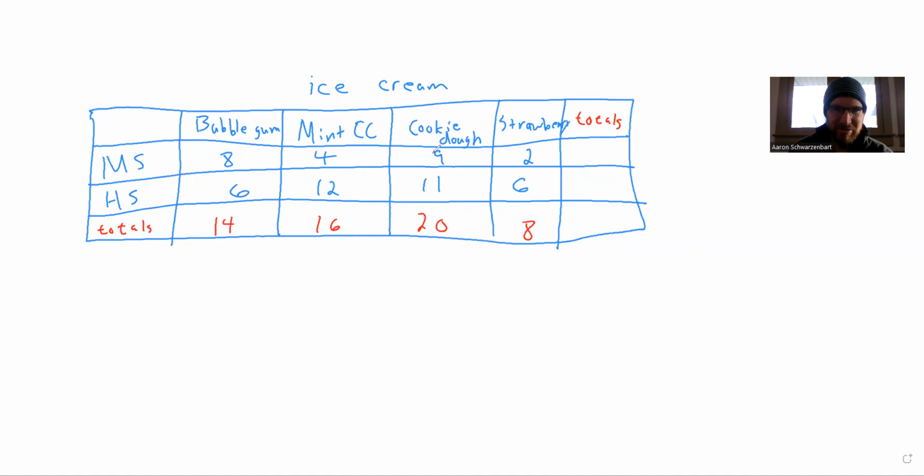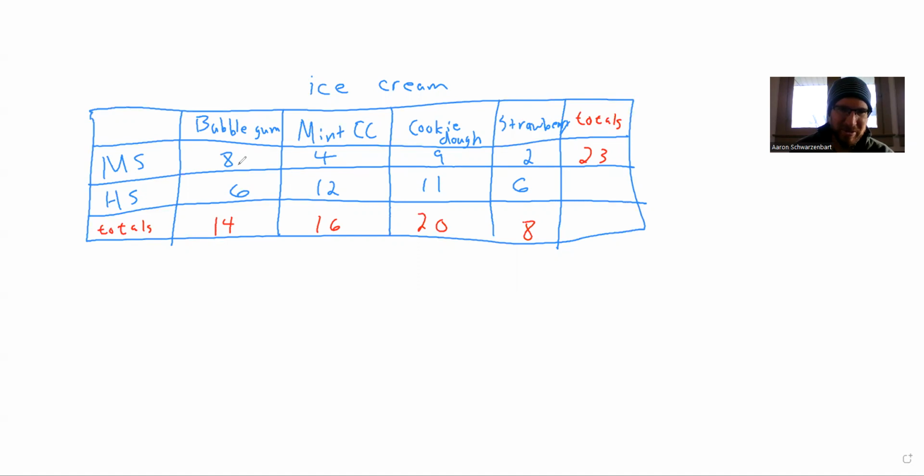I can do my totals this way and go 8 plus 4 is 12, plus 9 is 21, plus 2 is 23. That means I had a total of 23 middle schoolers out of my survey. Of all the people I surveyed, 14 chose bubblegum, 16 chose mint chocolate chip. To get my total high schoolers, I just add up the high school row.